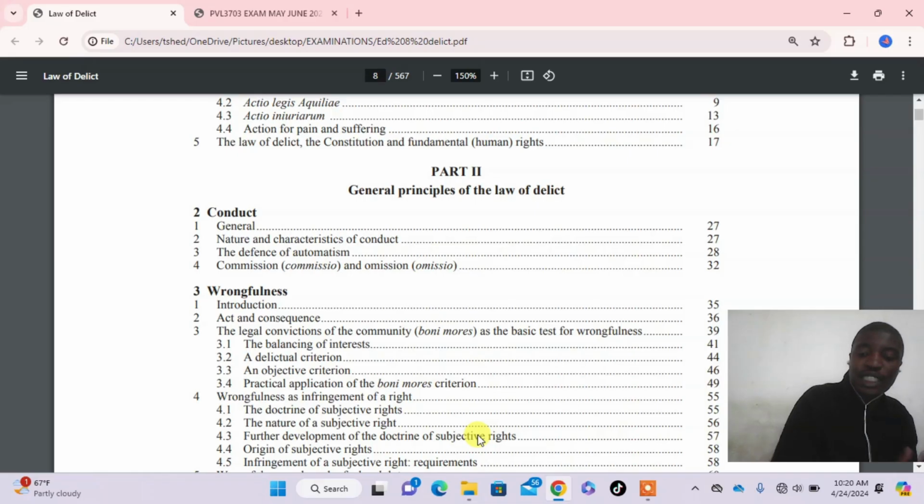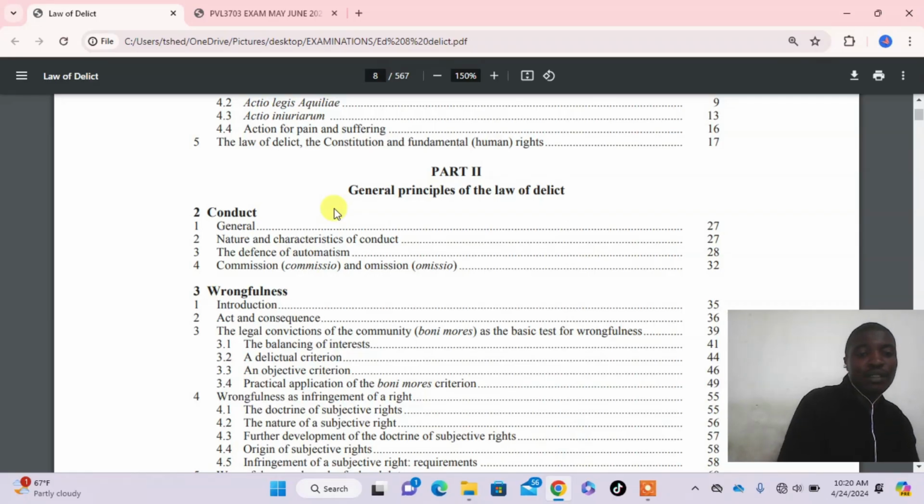For you to successfully claim in delict, you must know that all the elements of a delict must be present. Number one, we have conduct, we have wrongfulness, we have causation, we have fault, we have damage. Those are the elements of a delict. Number one, we start with the conduct. Whenever there is an accident and you are making a delictual claim, maybe somebody skipped the robot and collided with your car, you have to claim in delict.